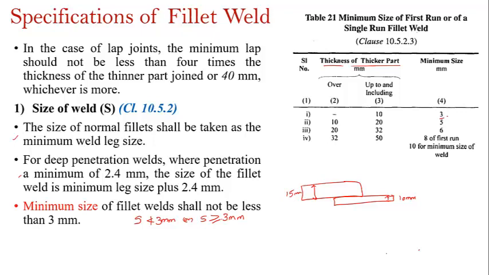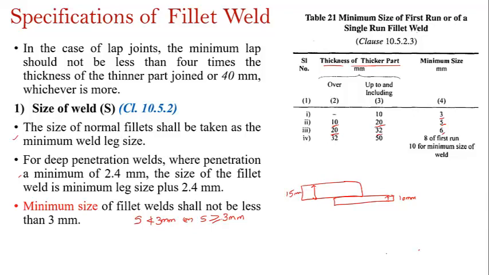Okay, or the second criteria is if the thickness of the thicker part is in between 10 to 20 mm, then the minimum size is to be 5 mm. Okay, the minimum size of weld has to be provided as 5 mm. And if the thickness of the thicker part is in between 20 and 32 mm, then you have to provide the minimum size as 6 mm.